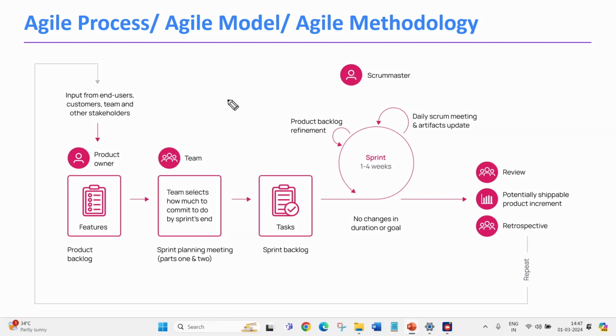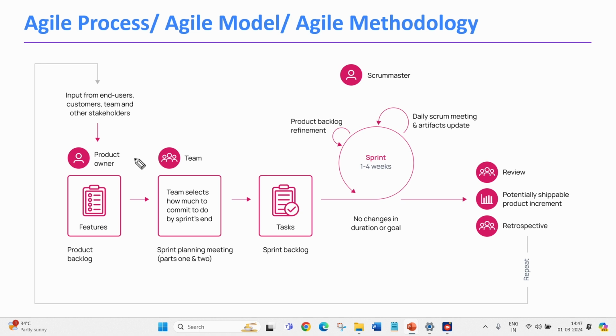This is the complete Agile process workflow. So here three key roles are there. First is a product owner who is managing product backlogs. Second is a team which includes developers and QAs. Third is a Scrum Master who is managing all the sprint related activities.